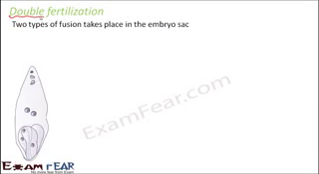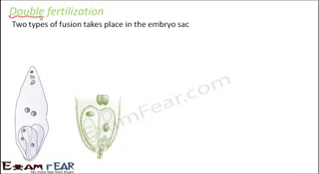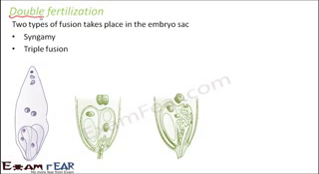Here we come to one of the very important terms, that is double fertilization. This is often used to describe fertilization in flowering plants. Now, why do we have this term double? That is because just now we saw that there are two fusions which are taking place inside the embryo sac. Right? We just now saw what were those two types of fusion. One was the syngamy, and what was the other one? The other one was the triple fusion.